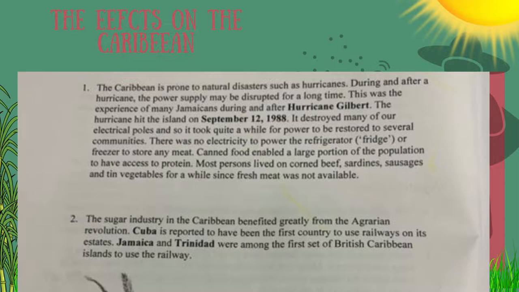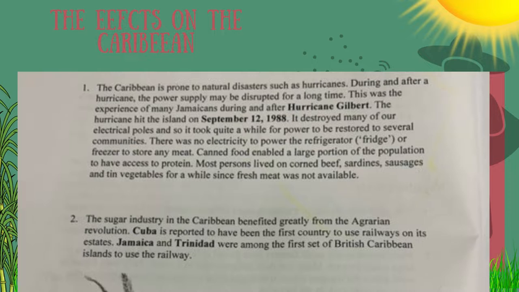It destroyed many of our electric poles, and so it took a while for power to be restored to several communities. There was no electricity to power the refrigerator or freezer to store any meat. Canned food enabled a large portion of the population to have access to protein. Many persons lived on corned beef, sardines, sausages, and tinned vegetables for a while, since fresh meat was not available.